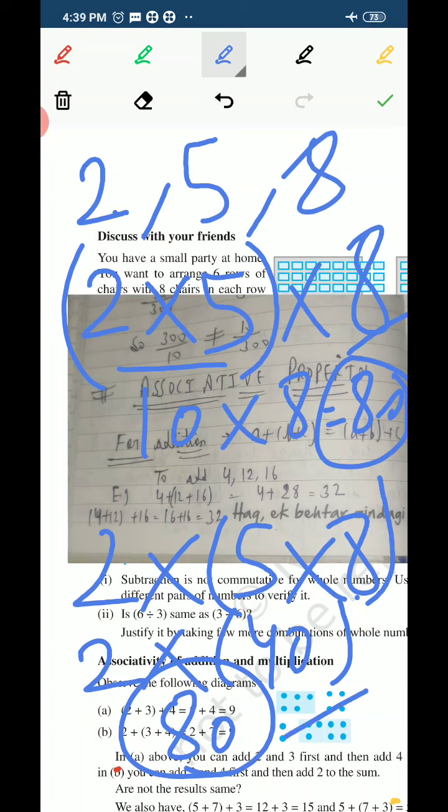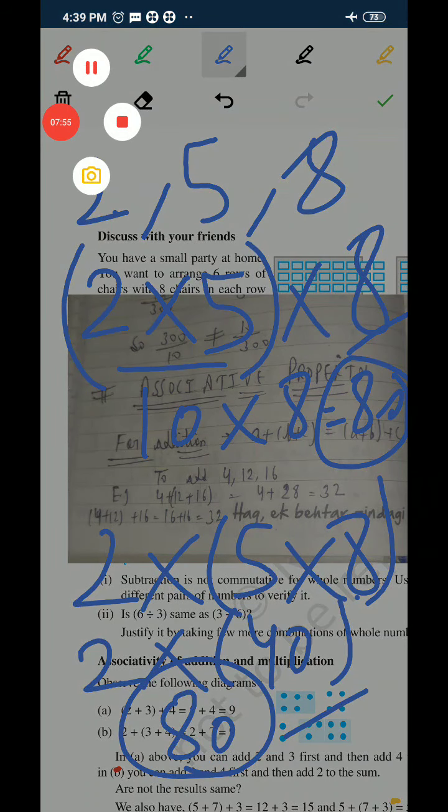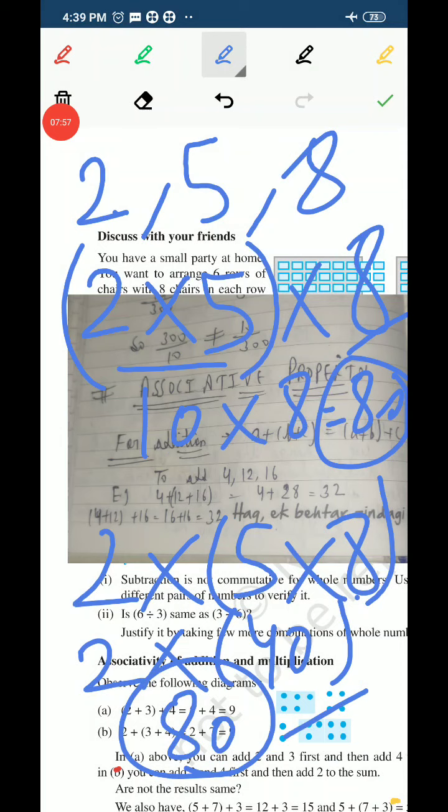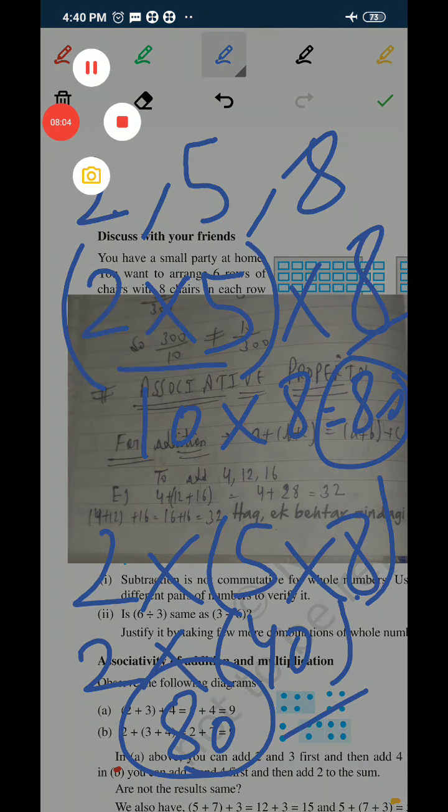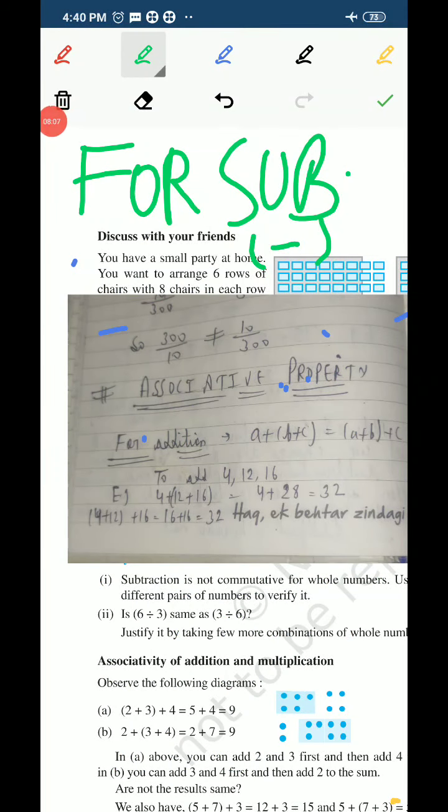So associative property is satisfied, and universally satisfied. You can take any whole number, any larger whole number, any smaller whole number, it will be satisfied for each and every whole number. So associative property is satisfied for multiplication also. Okay, now we will check the associative property for subtraction. So let's take three numbers, like 4, 8 and 9.